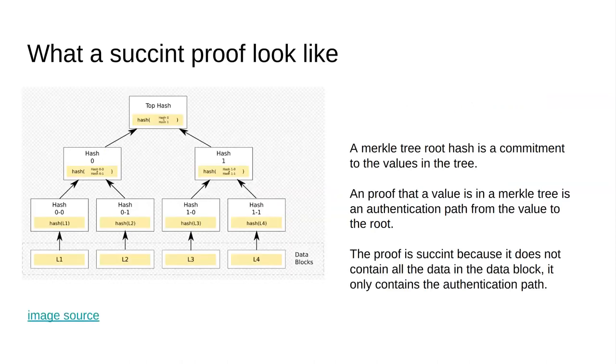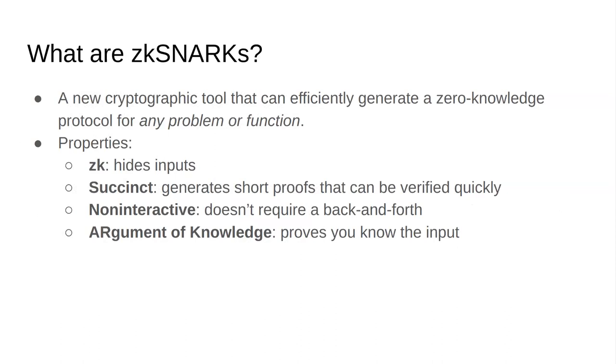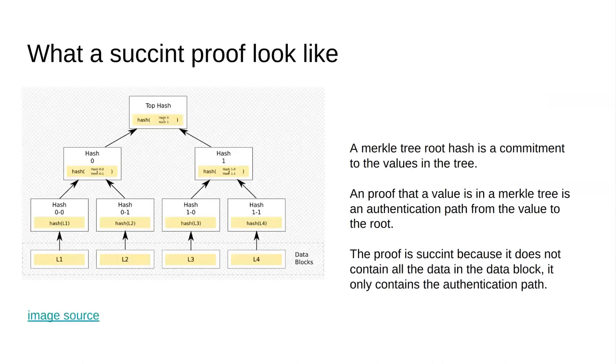Okay, so when we hear succinct here, some of us may be asking, what is succinct? So this is what a succinct proof looks like. How many of us here have worked with Merkle trees? Sorry, has anybody worked with Merkle trees? Okay, I can see some reactions. So basically, Merkle trees are an example of a succinct proof.